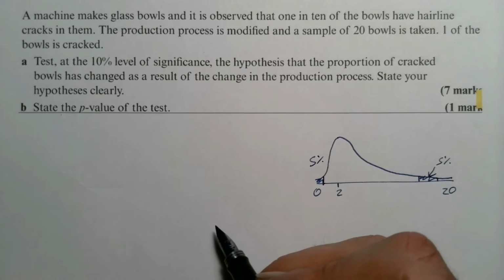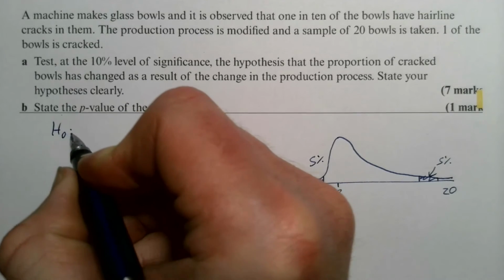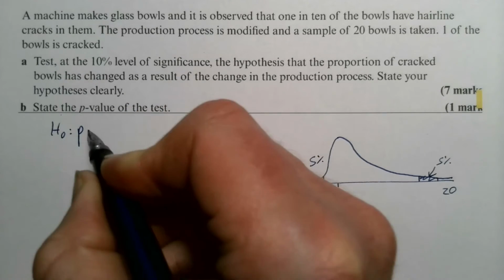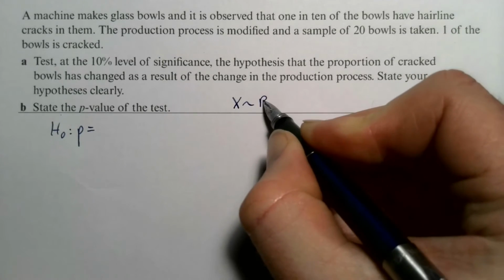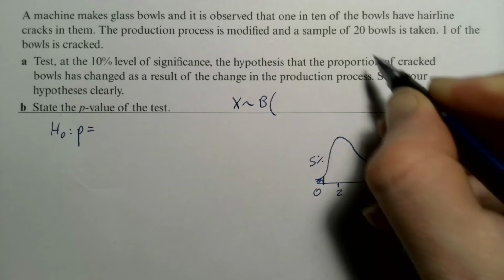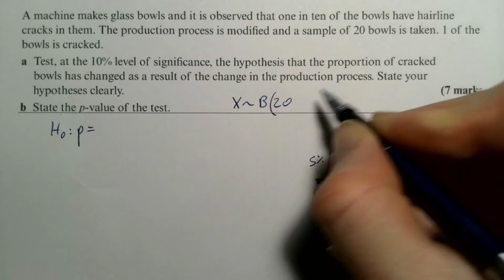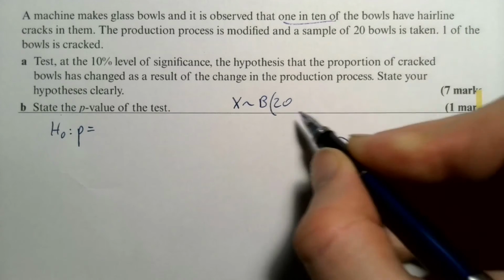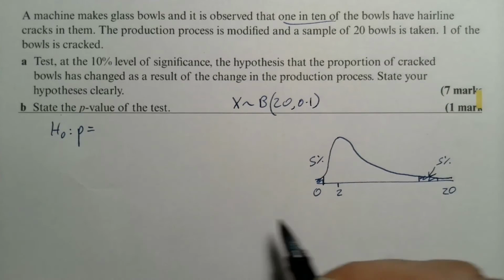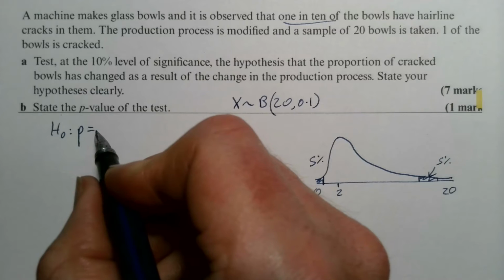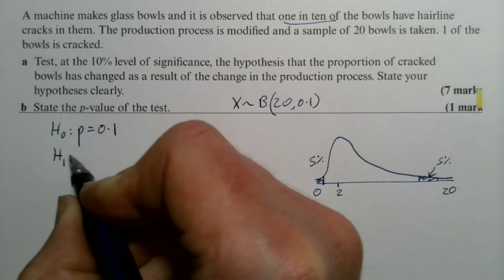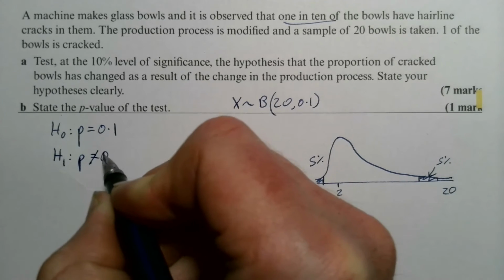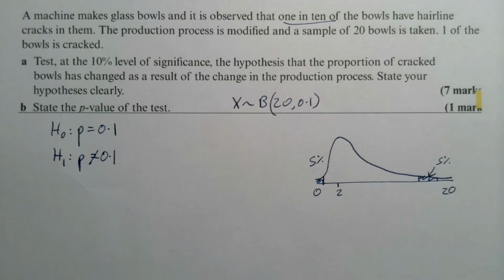We need to state our hypotheses clearly. H0 equals... and before I do that I would always say, what have I got in terms of a binomial? I've got a sample of 20 and 1 in 10 bowls, so that's 0.1, and we're looking for a probability equaling 0.1, and our alternative hypothesis is that that is not true. So it's the same thing with a line through the equals sign.